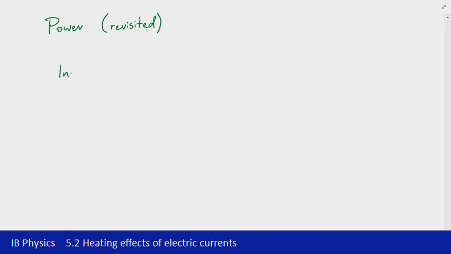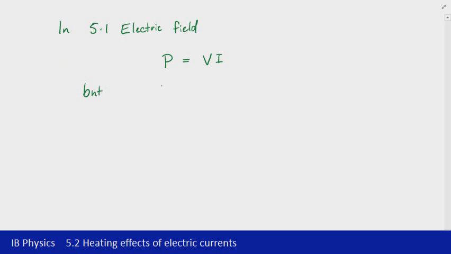I mentioned back in topic 5.1, electric fields, the concept of power, and we need to go back over that again now that we've got a better understanding of some of the concepts associated with current, voltage and resistance. We're going to start off first of all by looking at that equation where we saw that P is equal to VI. What we're going to do now though is combine that with Ohm's law, V being equal to RI. We're going to do it in two different ways.